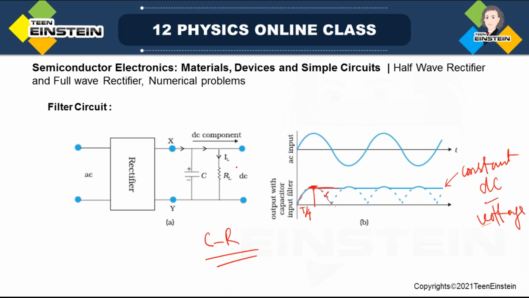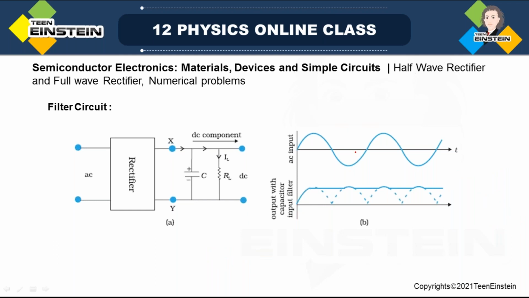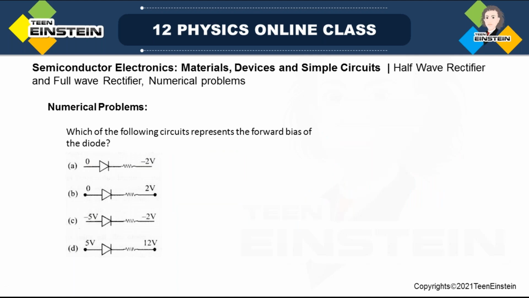I'll discuss this working principle, and how it makes a constant voltage out of the pulsating voltage, in the next class in very detail. But now, let me take you through a few numerical examples. I'll take very simple problems related to diodes. So the filter circuit I'll discuss in the next class. Now we'll discuss a few numerical examples related to this chapter, basically with diodes.